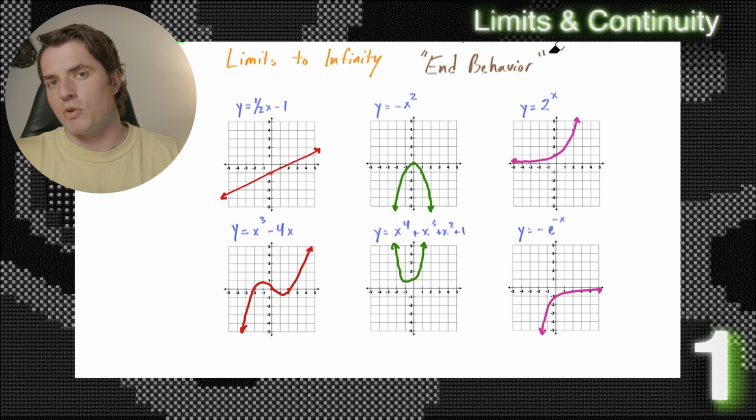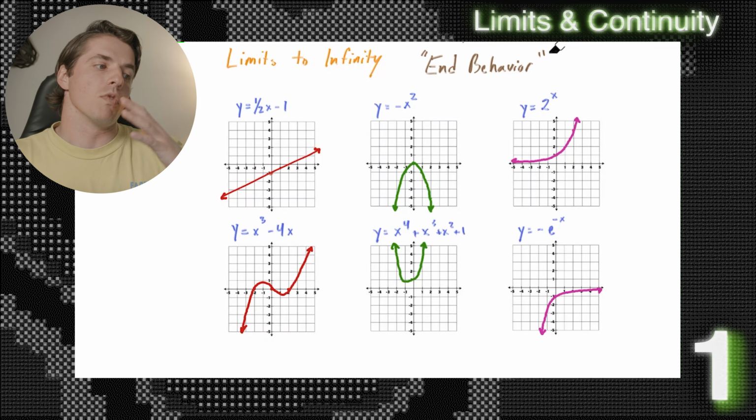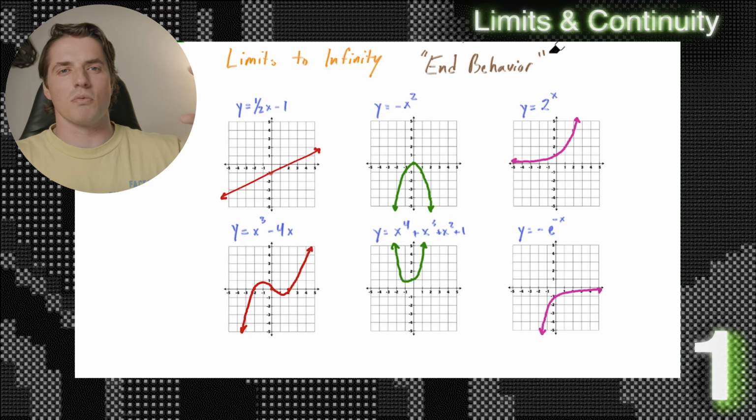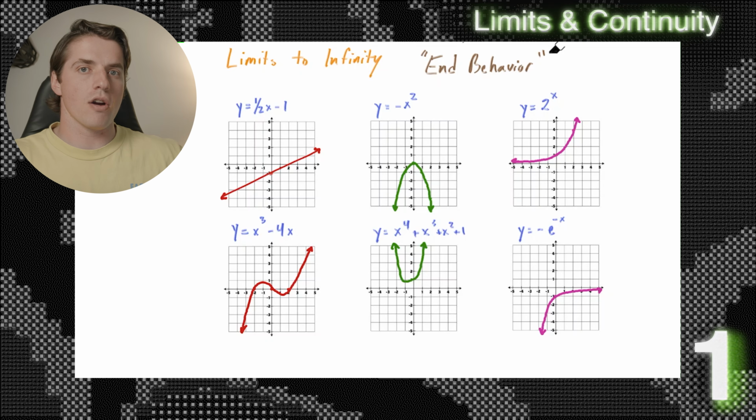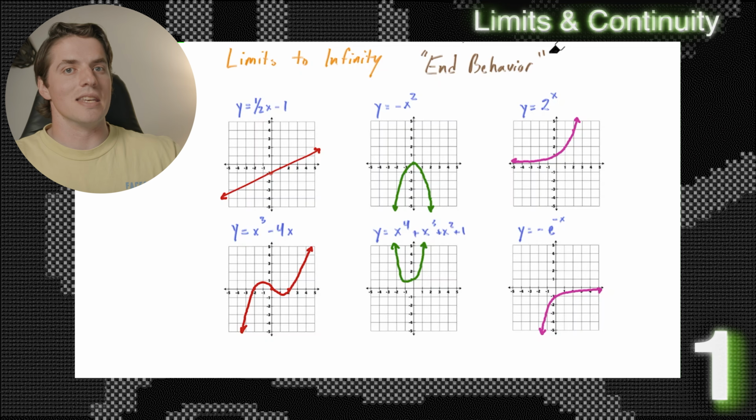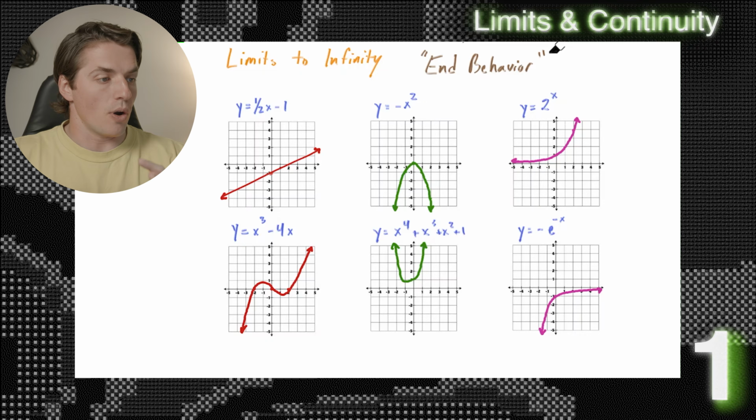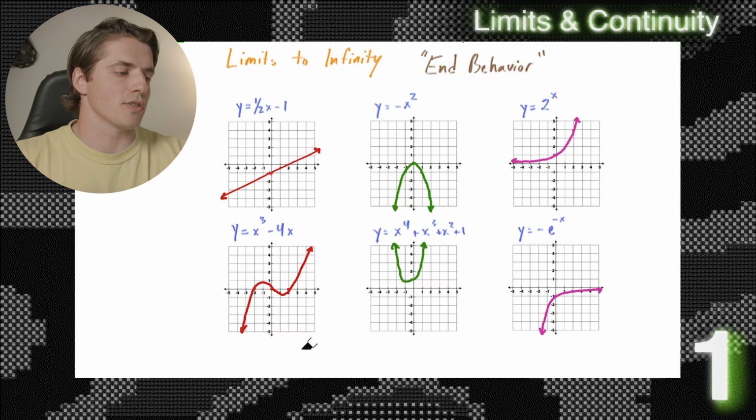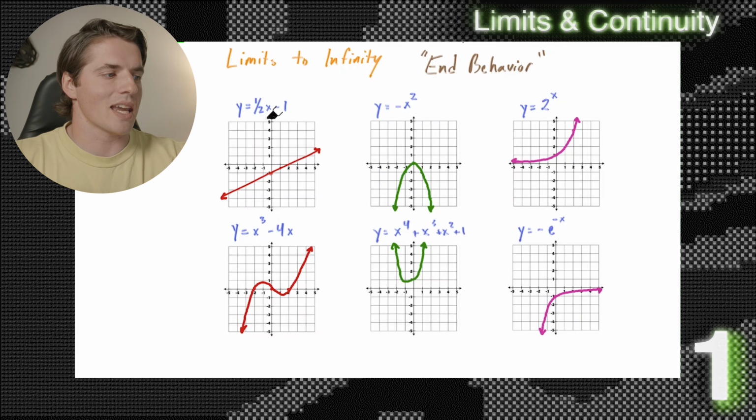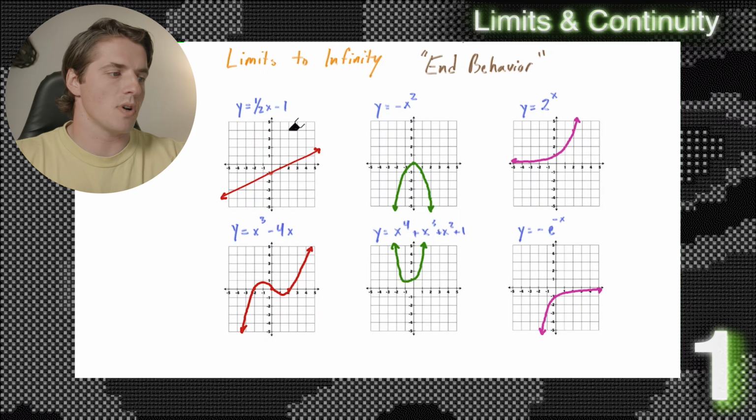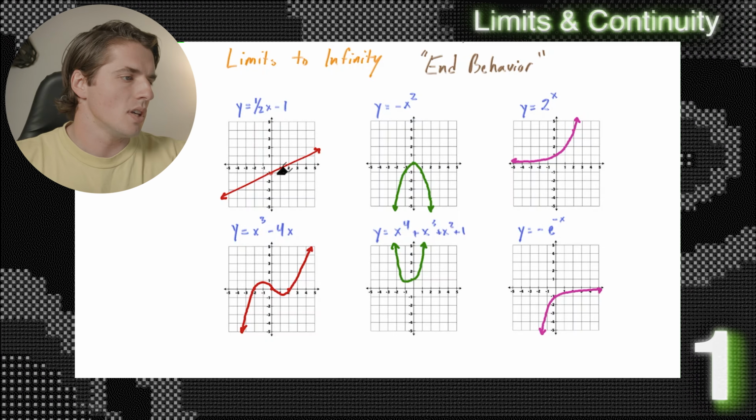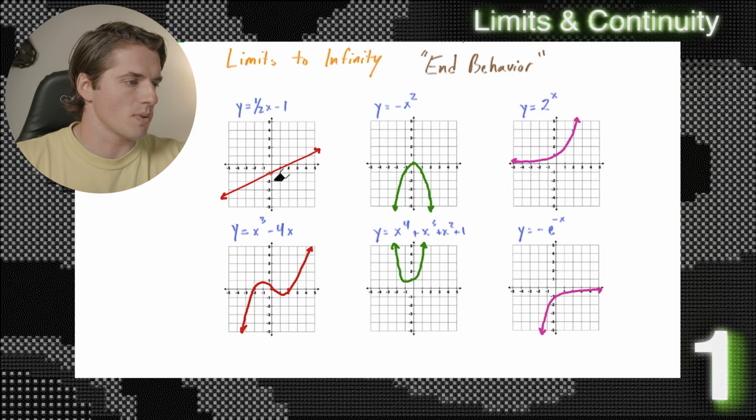What happens at the ends of a function? As the x values get really, really big or really, really negative. I don't like to say really, really small, but really far from zero. So in the negative infinity direction, what's happening? If we look at these functions, on the left, we have negative 1/2 x minus 1. This is just a line. We have 1/2 x minus 1.